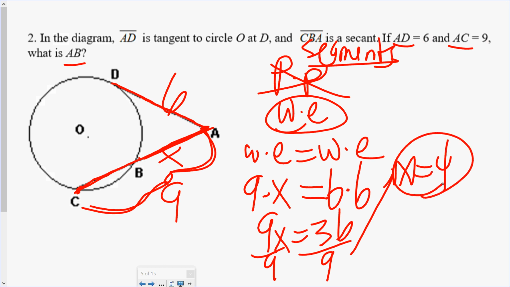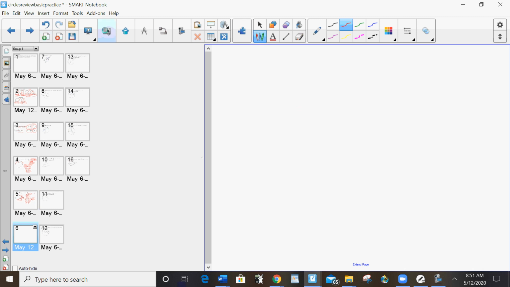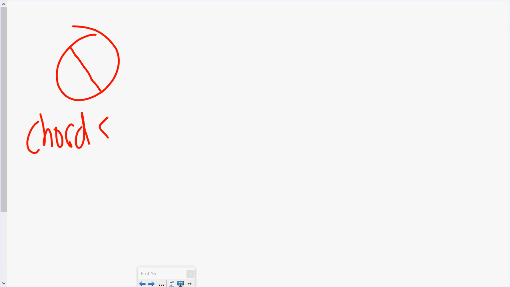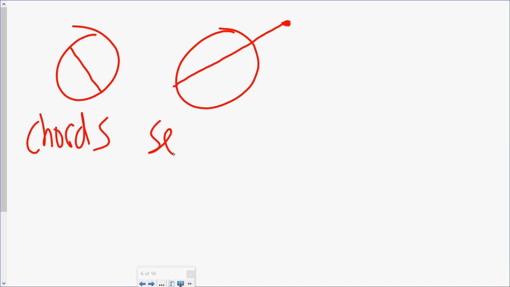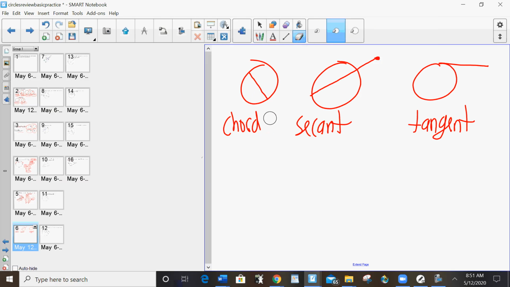And that's your answer. Let's take a quick time out. Let's just talk about the different segments in a circle, because I'm not sure how good of a job I did explaining that the first time through. A segment that is completely inside of a circle that goes from one point on the circle to another is called a chord. If you have a segment that is outside that comes inside, that is called a secant. And if you have one that's completely outside, we call that a tangent. So those are the 3 types of segments in a circle. It's just about knowing the vocabulary.